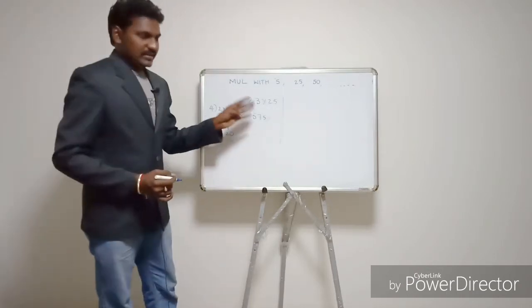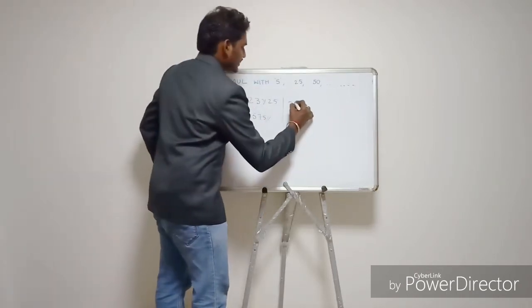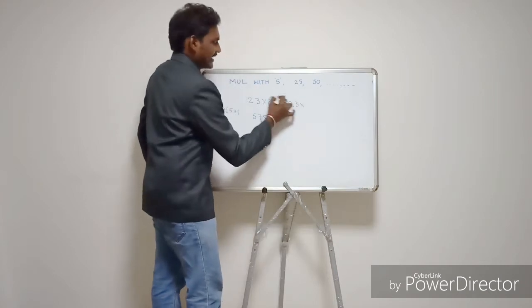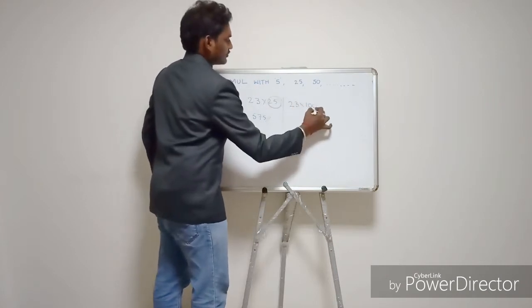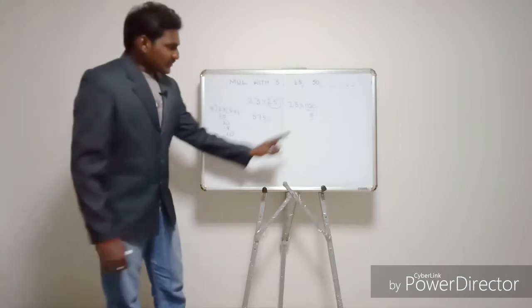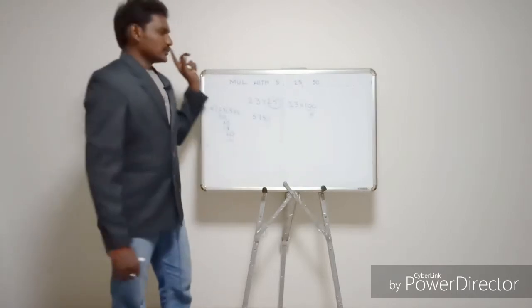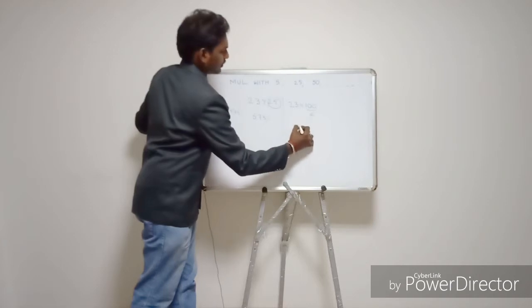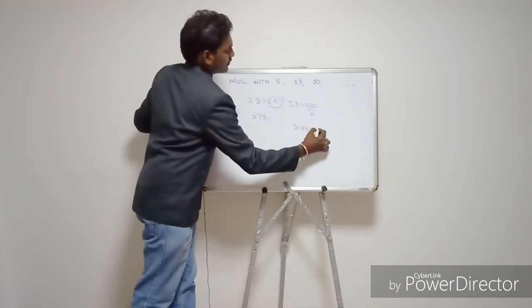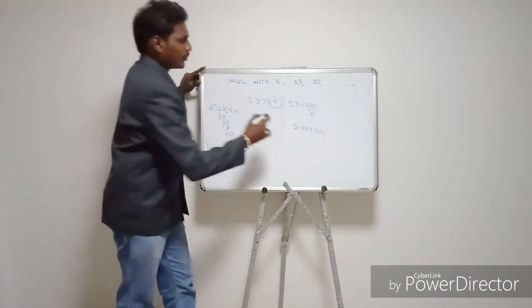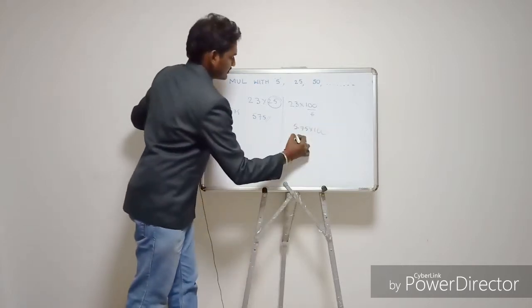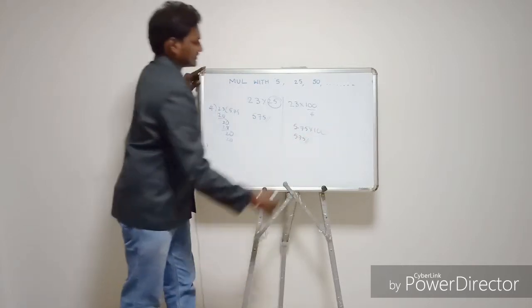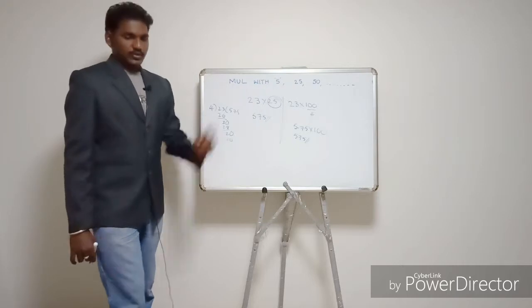Actually, I'm revealing the logic here. 23 into 25 I can write as 23 into 100 by 4. That is why we are dividing 23 by 4. So we'll get 5.75 into 100. Into 100 means moving the point two decimals. So 575 is the answer. Like this we can do multiplication with 25.